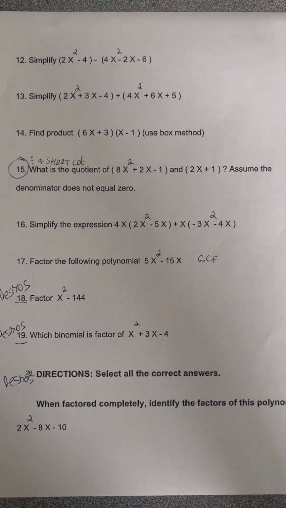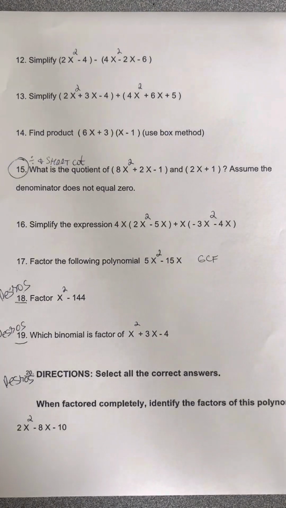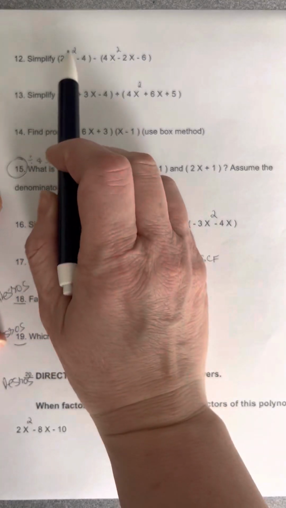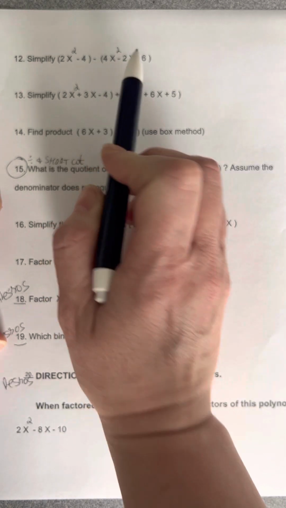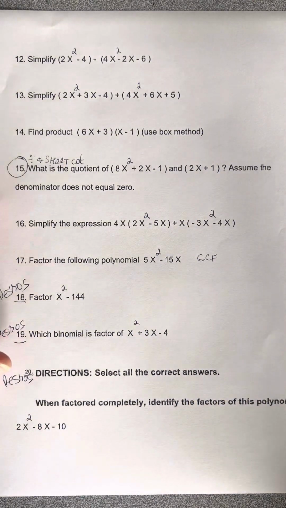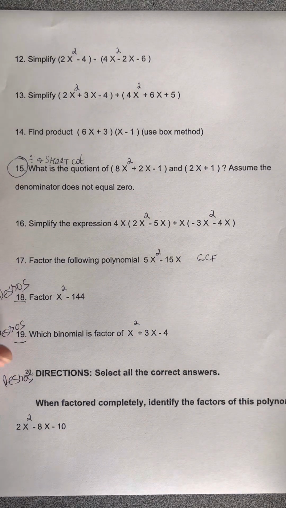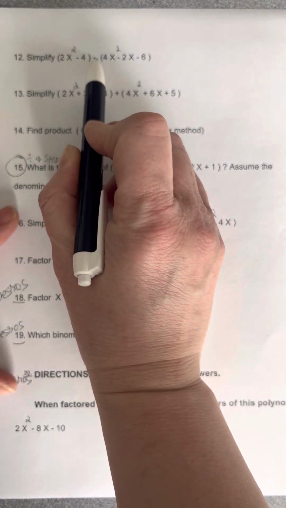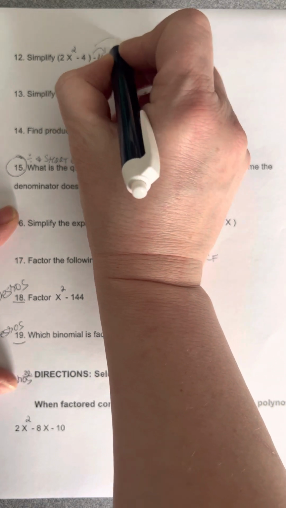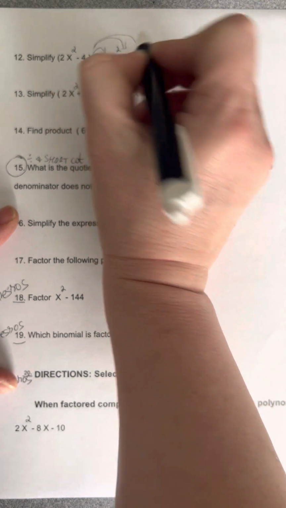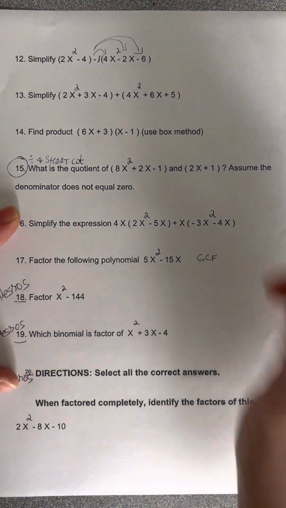Okay, test 7 review, part 3, number 12. All right, so we have 2x squared minus 4 minus (4x squared minus 2x minus 6). So what we are doing here is combining like terms pretty much, but we have a negative here. So we're going to insert 1 here, and we're going to distribute the second parentheses by negative 1 to all 3 terms.